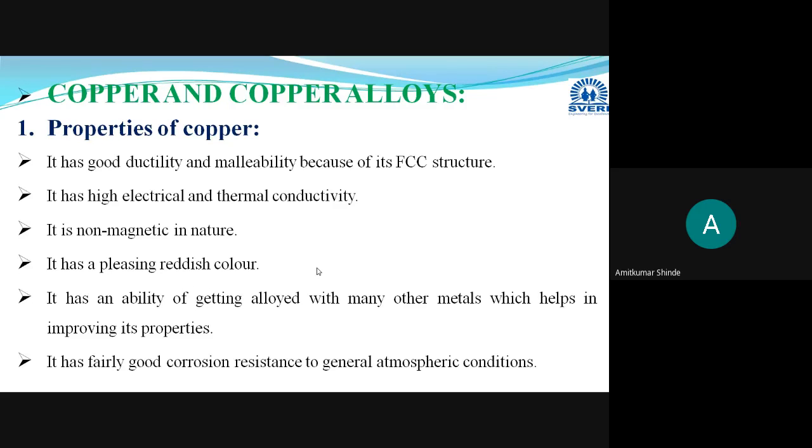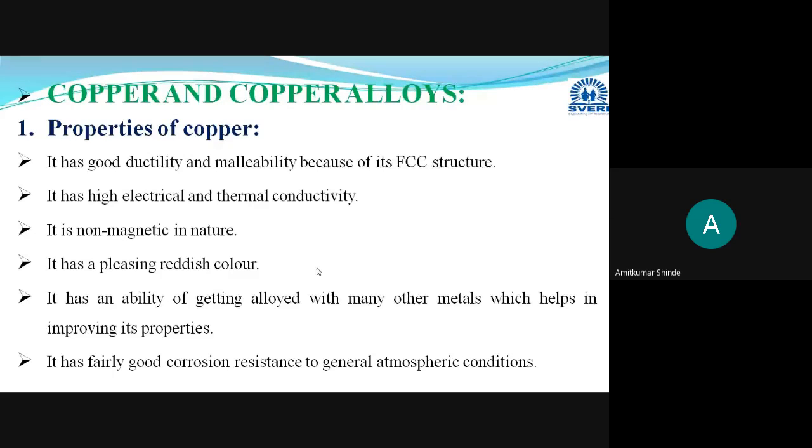If you want to improve some specific properties, depending on that you can add different alloying elements to the copper, and you can form different types of alloys with copper as the base element. Different alloying elements you can add include silicon, nickel, and iron. Depending on whichever property you want to improve, you can add different alloying elements.